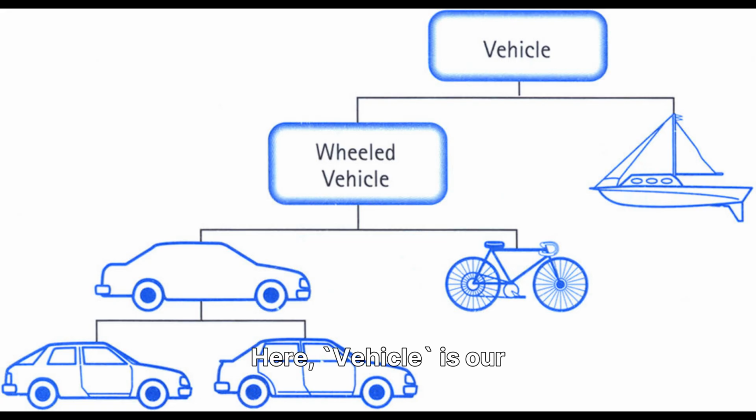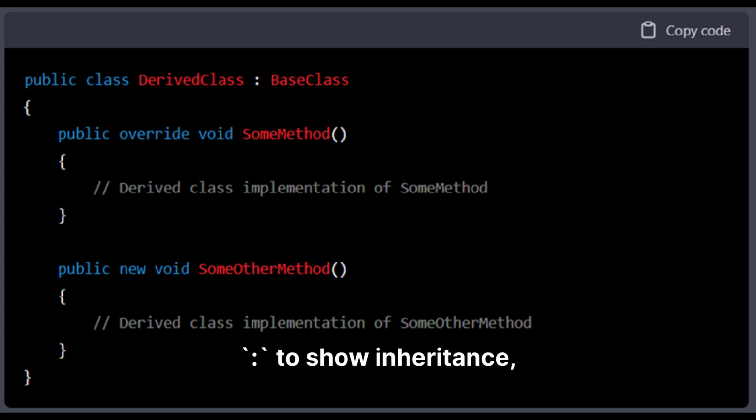Here, Vehicle is our base class. It might have properties like ModelName. The Car class inherits from Vehicle, meaning it automatically gets the ModelName property. We use a colon to show inheritance, a concise syntax that clearly defines the parent-child relationship between classes. This makes the code structure easy to understand.